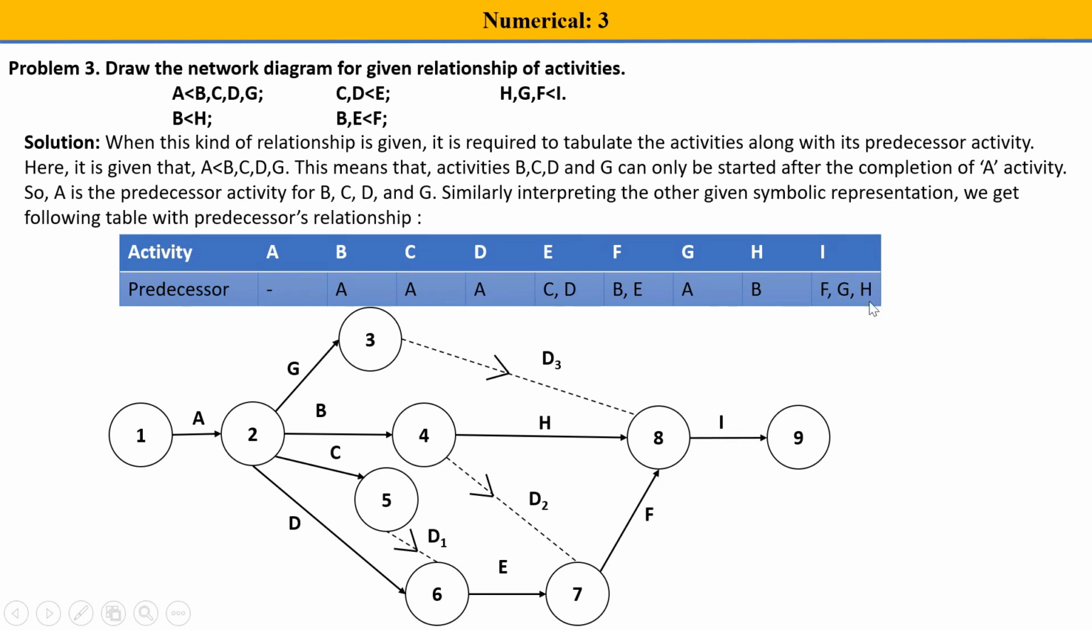So this is how, guys, you can draw the network diagram. If you have any question or query, please write in the comment section. I would love to answer that.